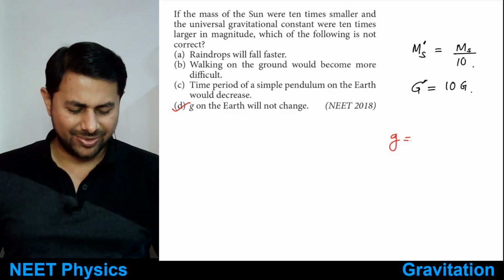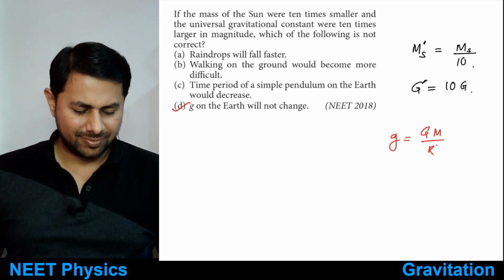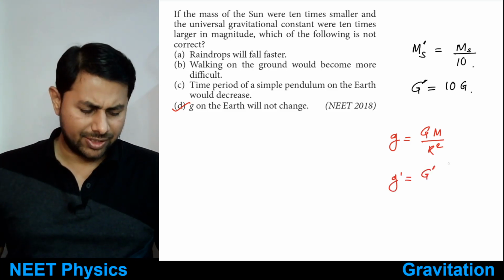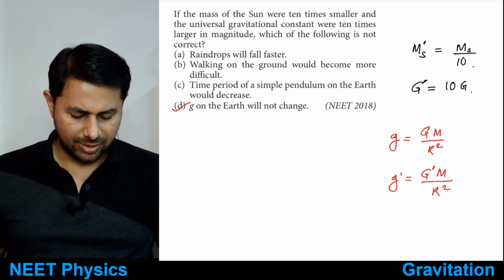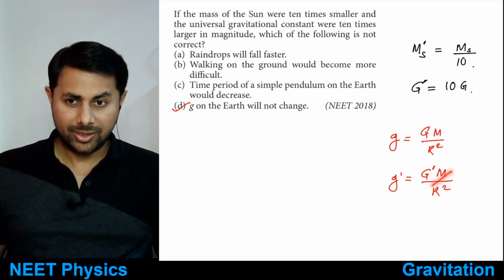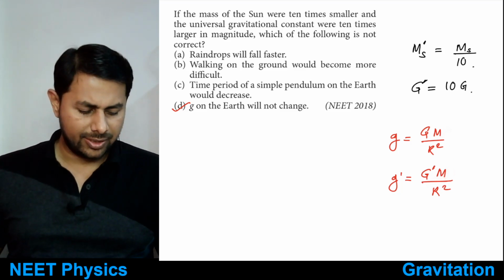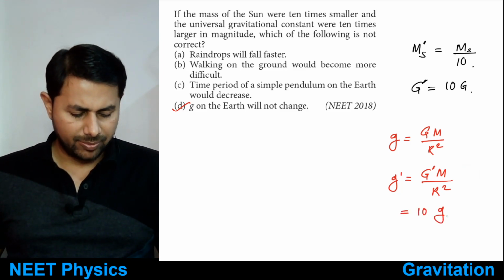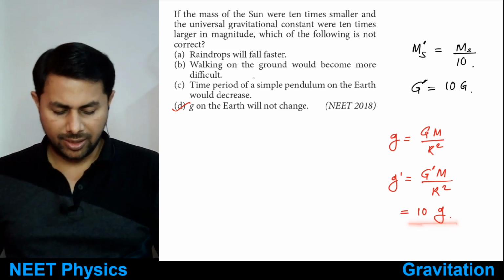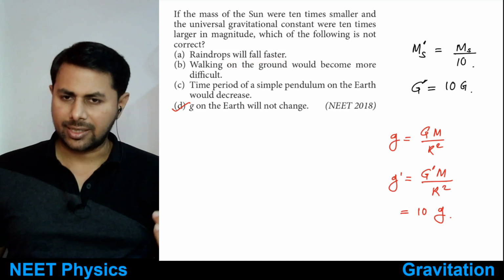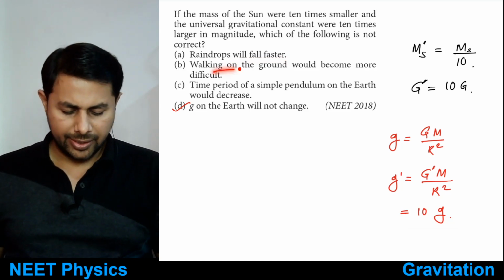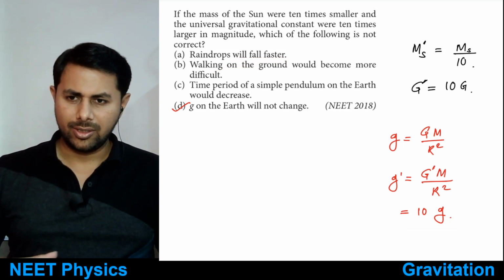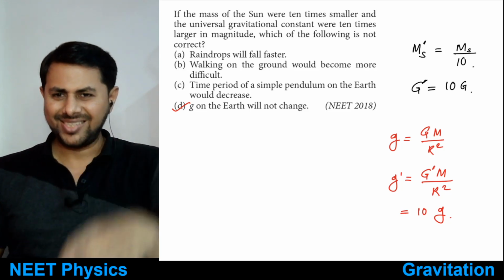Why? Because g is equal to GM upon R square. So g dash will be equal to what? Capital G dash, capital G prime times M upon R square. This M is the mass of Earth, and the mass of Earth is not changing, right? So we'll keep the mass of Earth the same. So g will become 10 times, 10 times of 9.8. And therefore raindrops will fall faster because Earth will attract them with a higher force. Then walking on Earth would become difficult because the acceleration due to gravity is much more. So Earth will not let us lift our legs for walking.